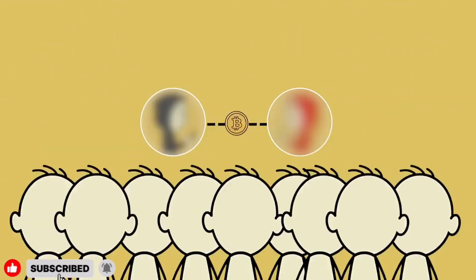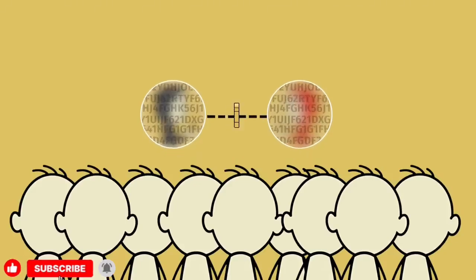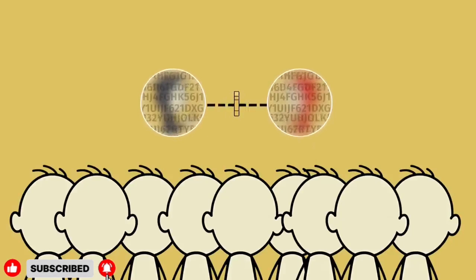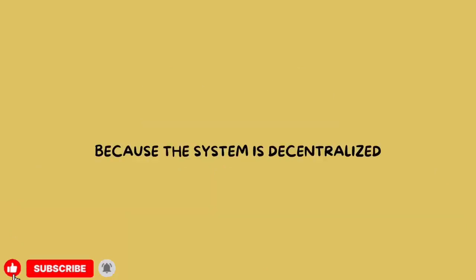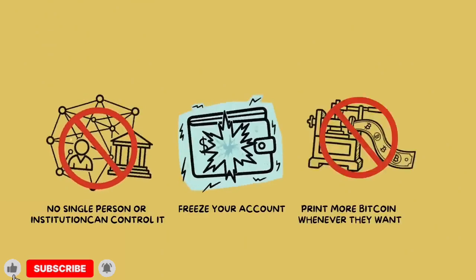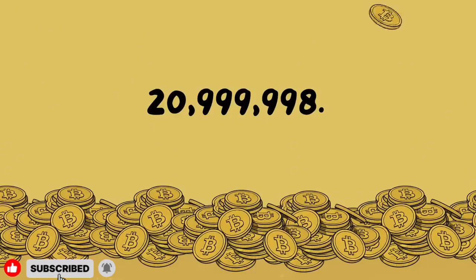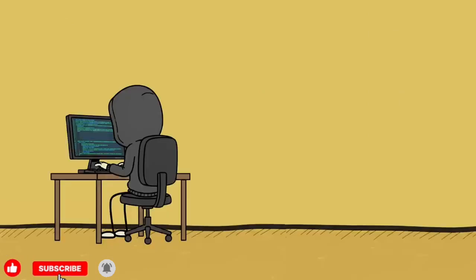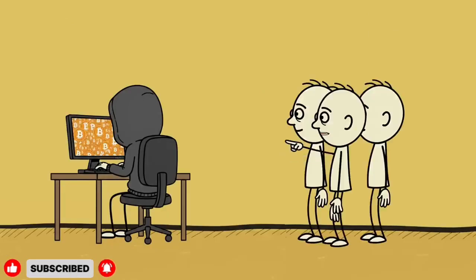Everyone can see the transaction happened, but nobody knows who you are. Your identity stays hidden behind a string of random letters and numbers. Because the system is decentralized, no single person or institution can control it, freeze your account, or print more Bitcoin whenever they want. There will only ever be 21 million Bitcoins in existence. Scarcity is built into the code. That's why people call it digital gold.